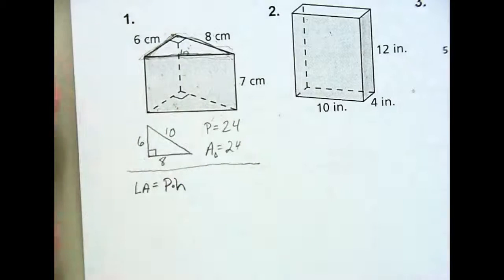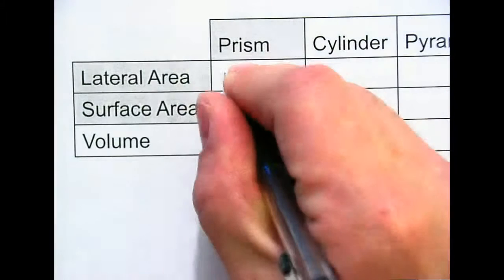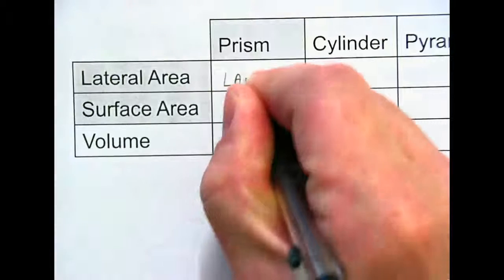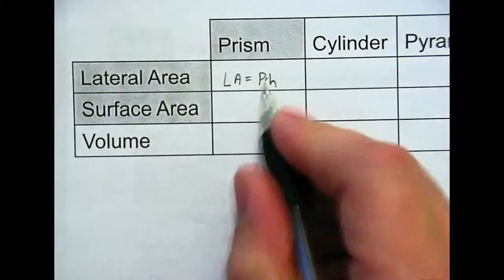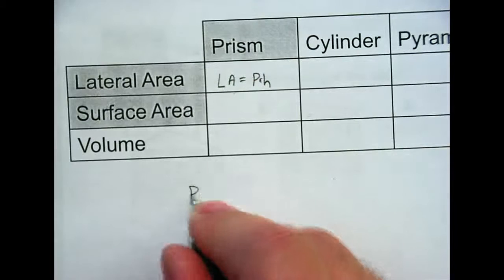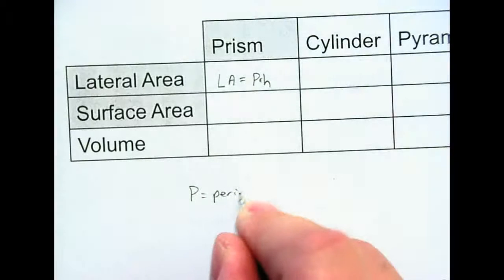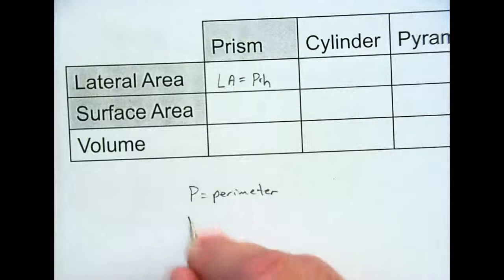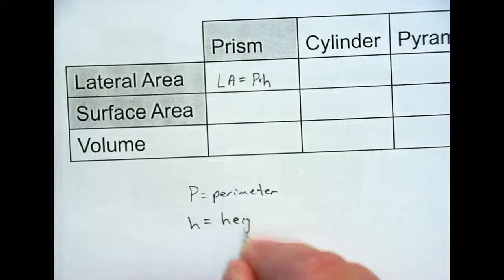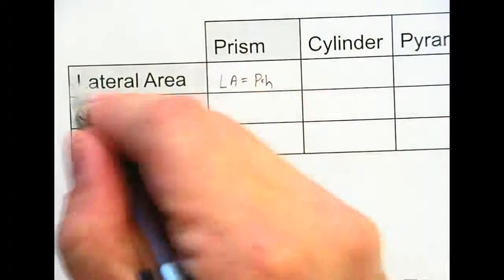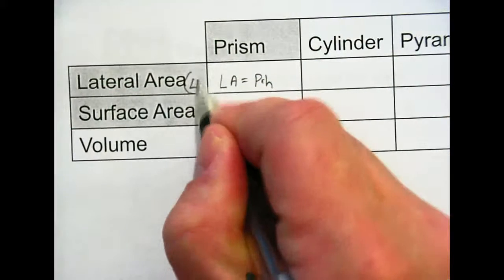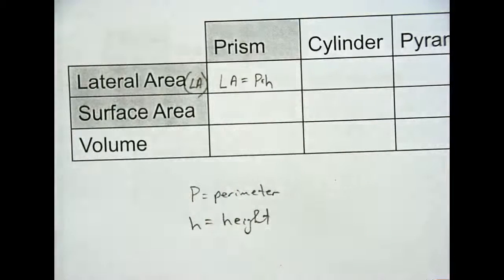So you may want to define these things. This is your actual formula that if I were you, I would put into this sheet right here. Lateral area is equal to PH. Now, you may want to define what the P stands for and what the H stands for down here. Maybe say P equals perimeter and H equals height. Okay, perimeter and height. I'm hoping that you know lateral area is LA, but maybe you put LA right here.